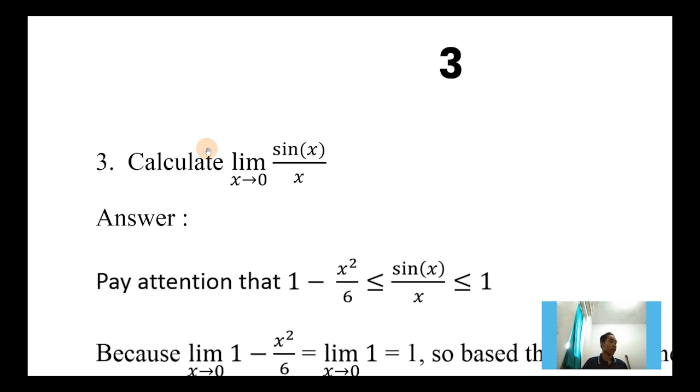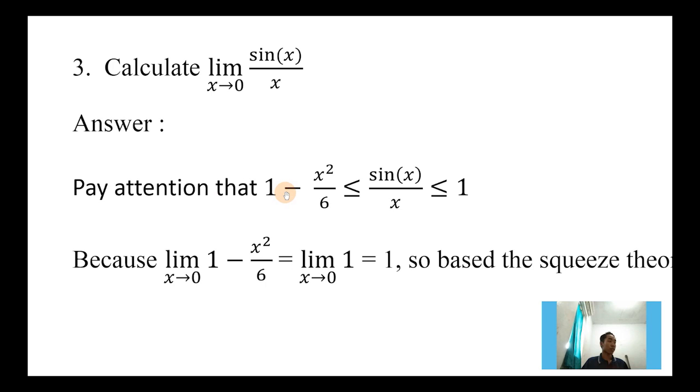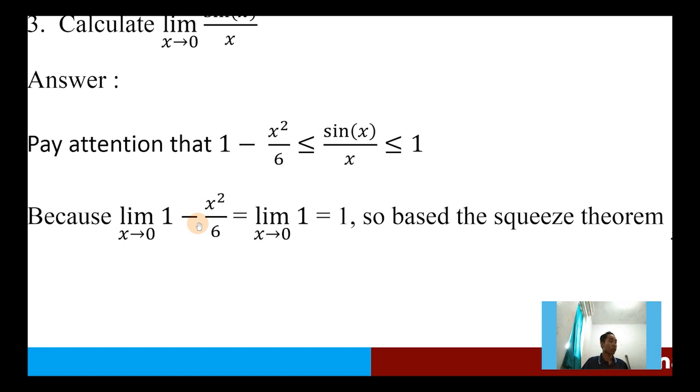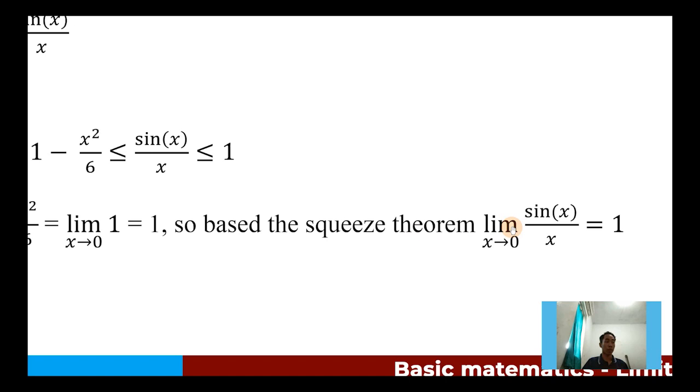Hitunglah lim x dari 0 sin a dalam kurung x per x. Angka jawabannya apa? Karena 1 dikurang x pangkat 2 per 6 kurang dari sin x per x kurang dari 1, dan karena lim dari 1 kurang x pangkat 2 per 6 sama dengan 1, so because the squeeze theorem, dan akan menjadikan hasilnya seperti ini.